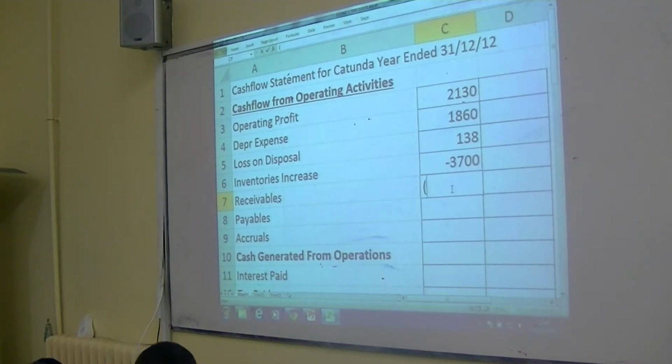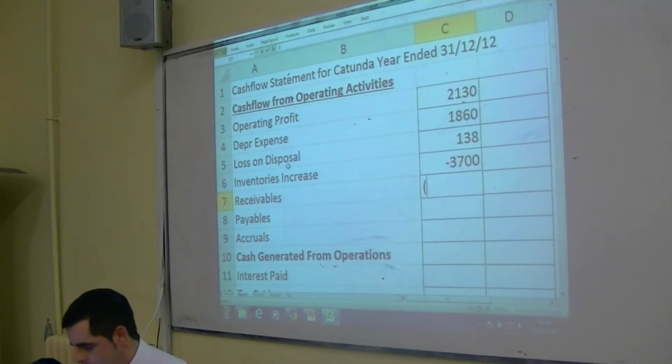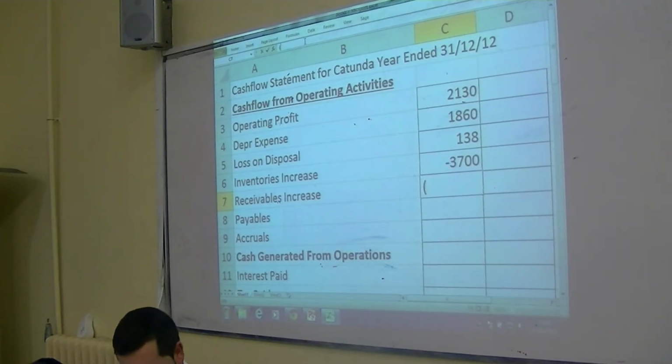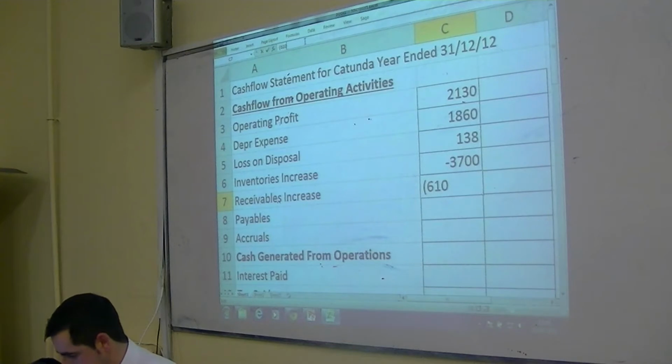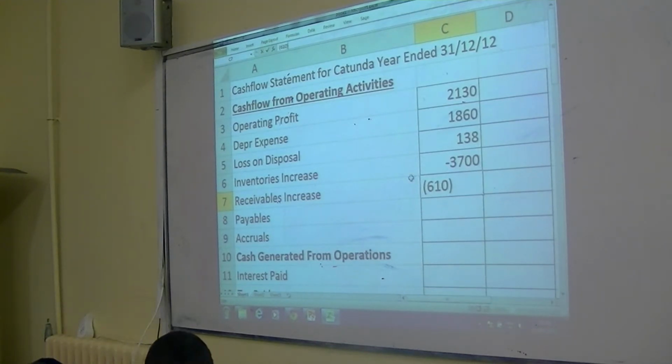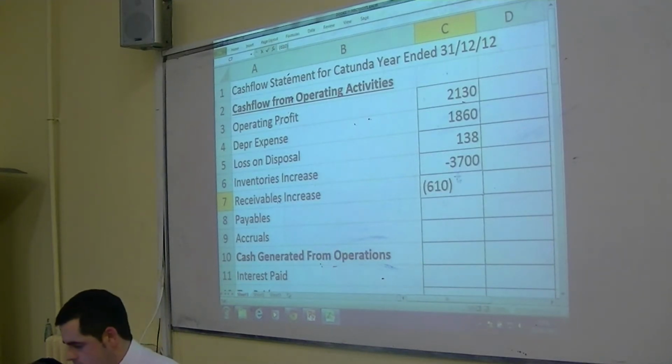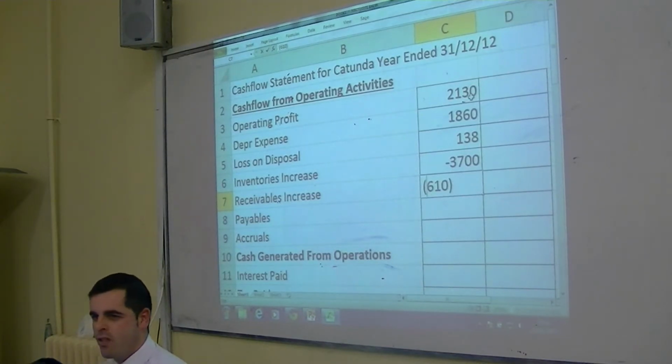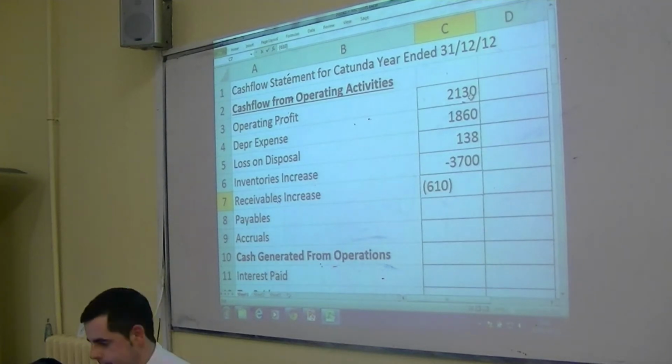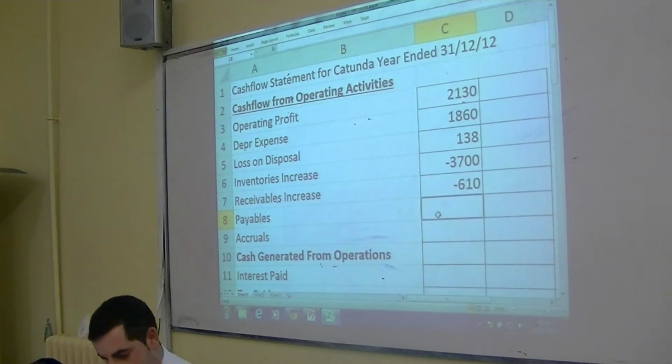Receivables is the same story. Have receivables gone up or down? Up. So that's the same story. It means you've sold goods to customers and they haven't paid you, so it's going to be negative. So what's that work out at? 610. Is that 610,000? Oh, it is. Yeah.